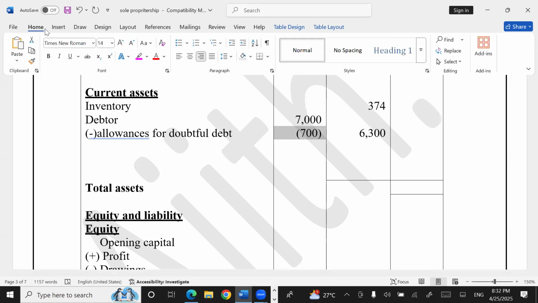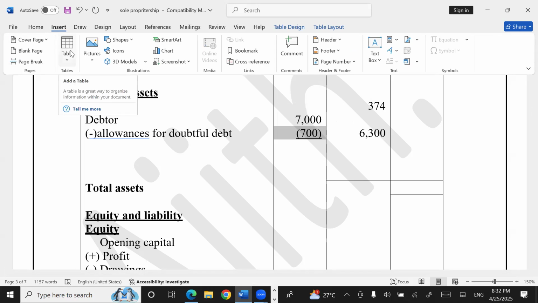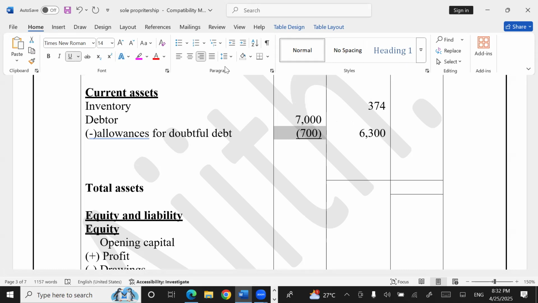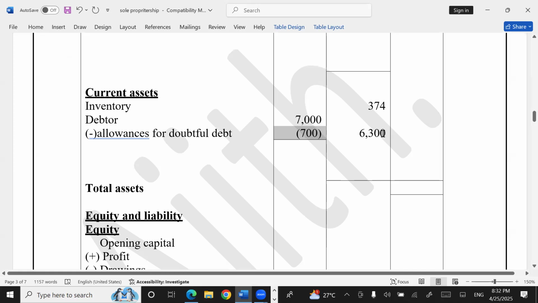Think how to disclose on the financial statement. Debtors minus allowances for doubtful debts. Then inventory at the lower value of cost and NRV. Think how to disclose on the financial position.